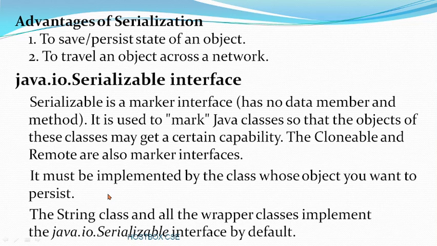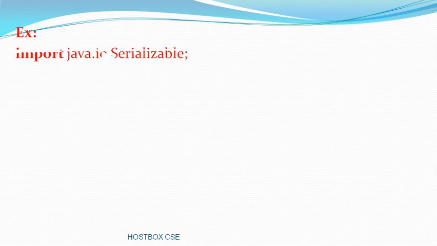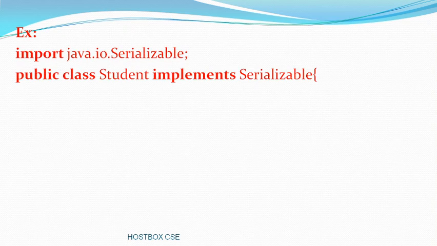Then it must be implemented by the class whose object you want to persist. The String class and all the wrapper classes implement the java.io.Serializable interface by default. So when we go through the program, we will get these points clearly.